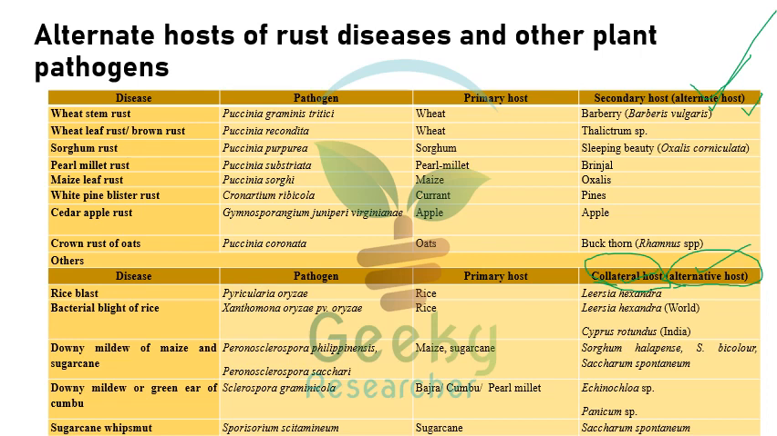Primary host is wheat, secondary host is barberry. When it comes to leaf rust or brown rust, Puccinia recondita, the primary host is wheat, and Thalictrum species is believed to be the secondary host or alternate host.